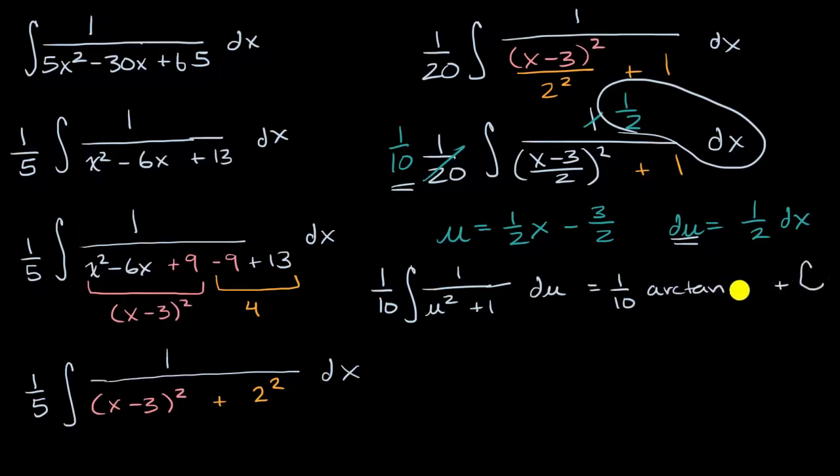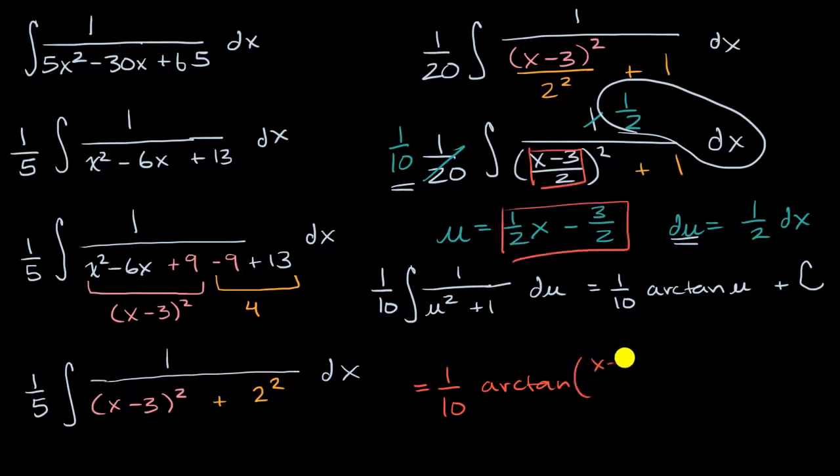And now we just want to do the reverse substitution. We know that u is equal to this business right over here, so we deserve a little bit of a drum roll. This is going to be equal to 1/10 times the arctangent of u. Well, u is just x minus 3 over 2, which could also be written like this. So arctan of x minus 3 over 2, and then plus c. And we are done.